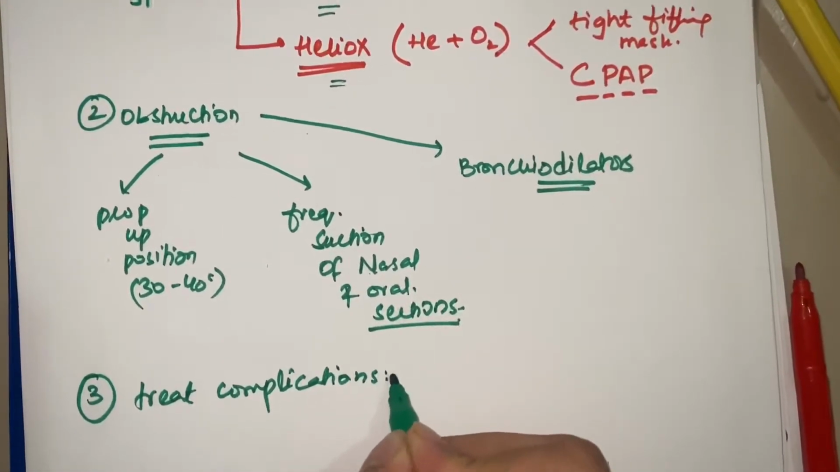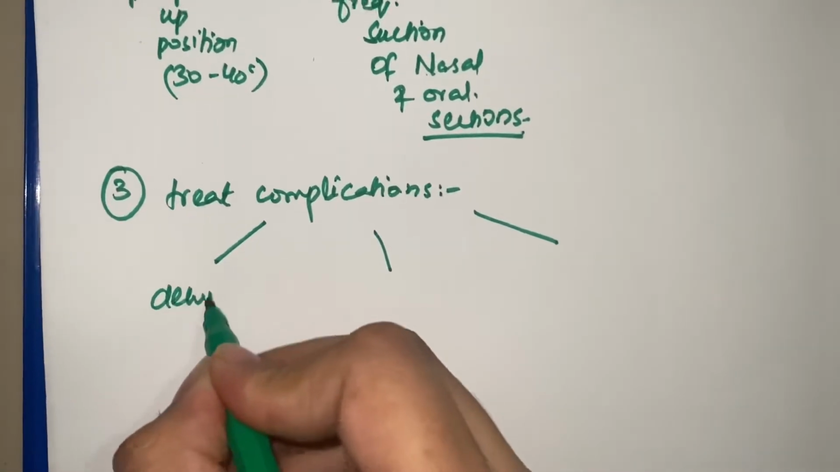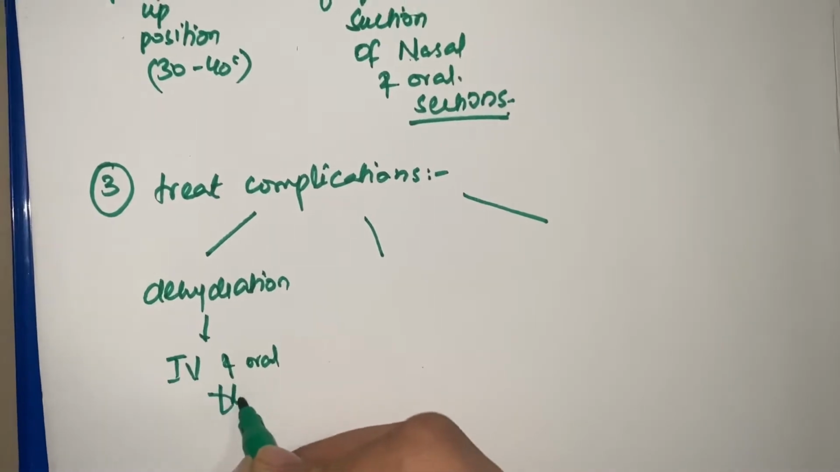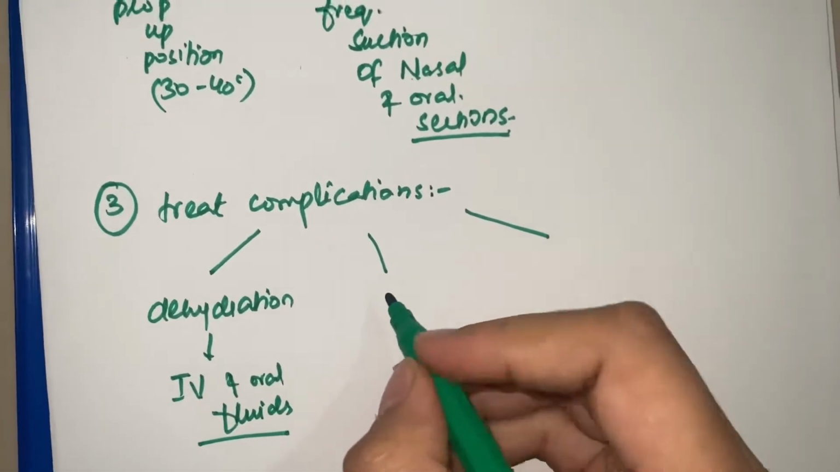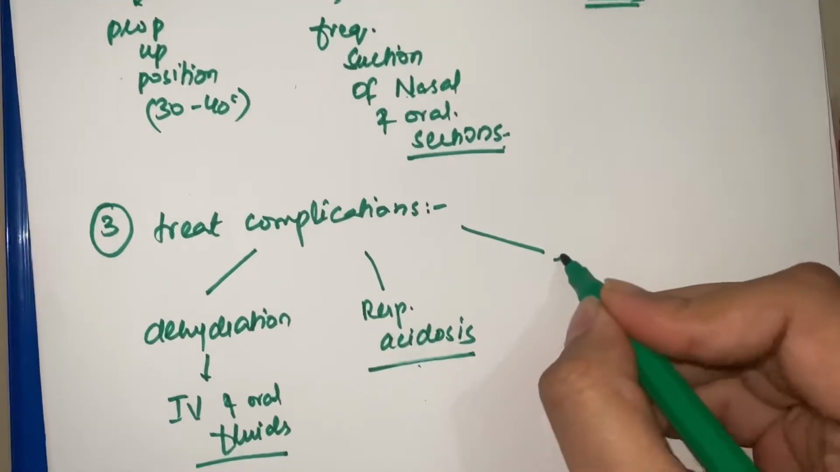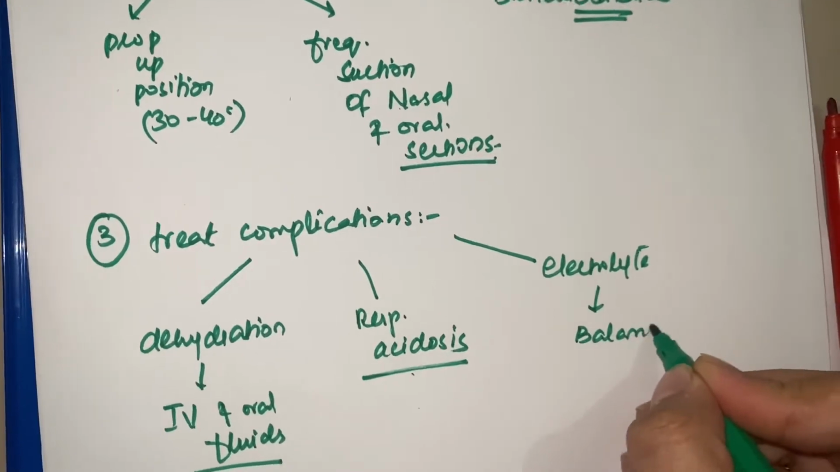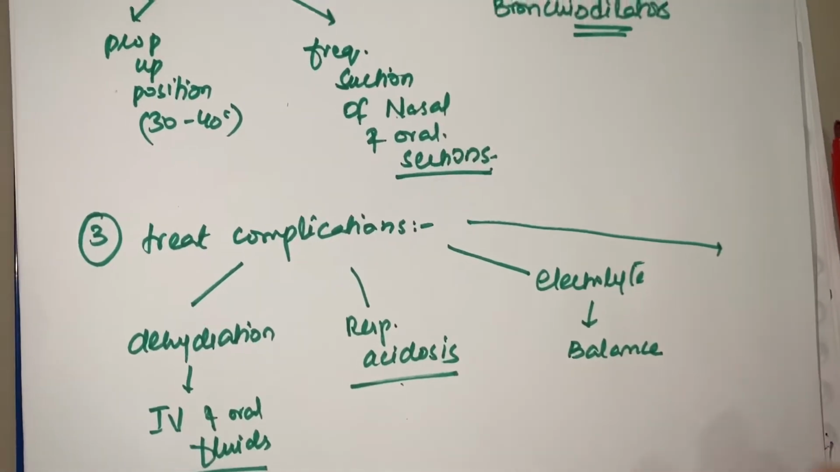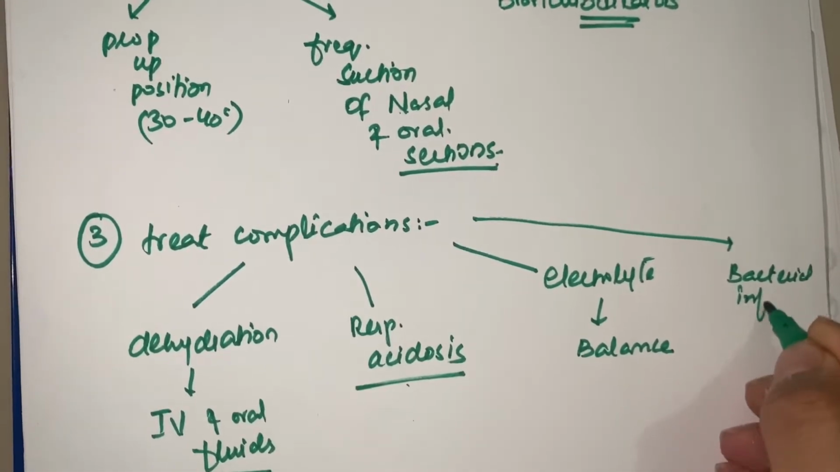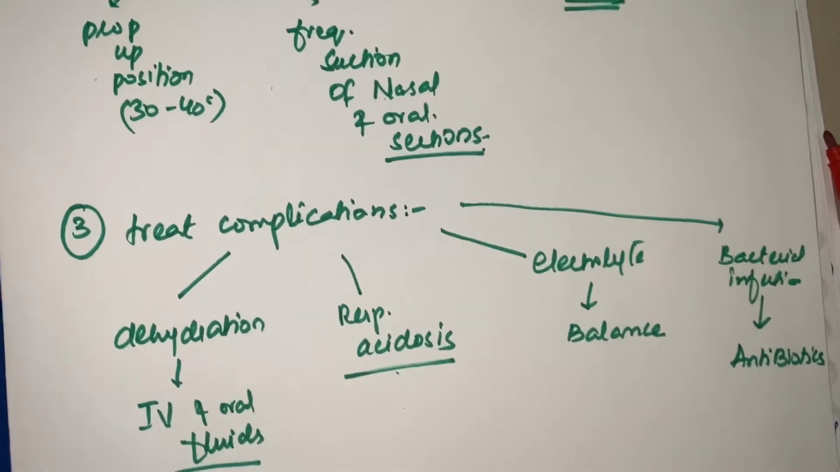The third problem that the patient is having is complications, so we'll treat the complications. What are the complications? There are major complications. The patient can have dehydration. For it, IV and oral fluids are given to the patient. Second, the patient can have respiratory acidosis. It is corrected adequately. Third, electrolyte disturbance, so electrolyte balance is maintained. Fourth, whenever there is a viral infection, it can be superimposed by bacterial infection also. So if superimposed bacterial infection occurs, then antibiotics are given to the patient.